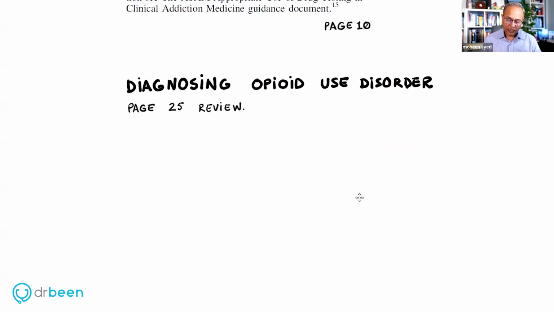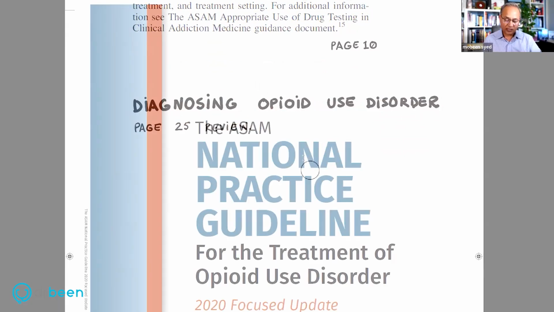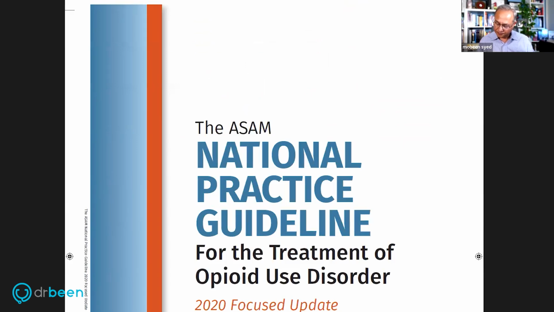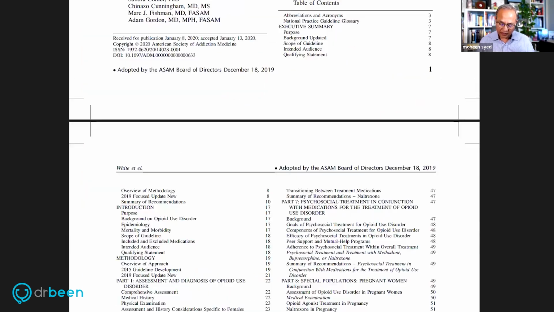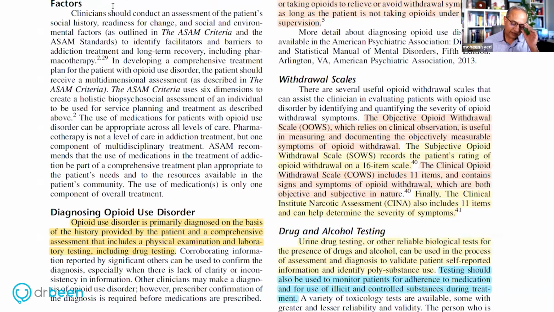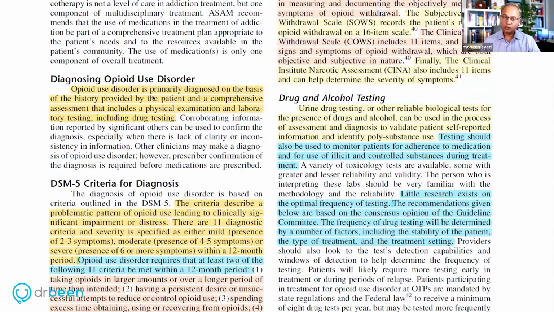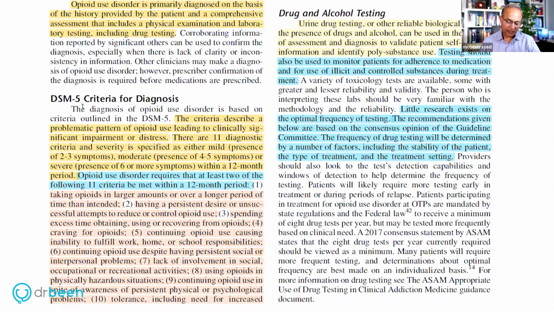And then I want to look at page number 25, where diagnosing opioid use disorder, there is a summary of the method. So let's look at that page together. And this is the last one, and then we are good. This is page number 25, assessment of psychological and environmental factors. And if you see here, diagnosing opioid use disorder, here is the DSM-5 criteria for diagnosis.